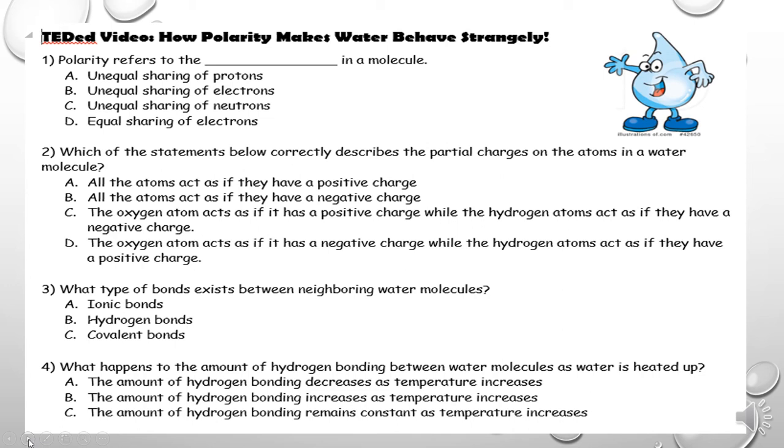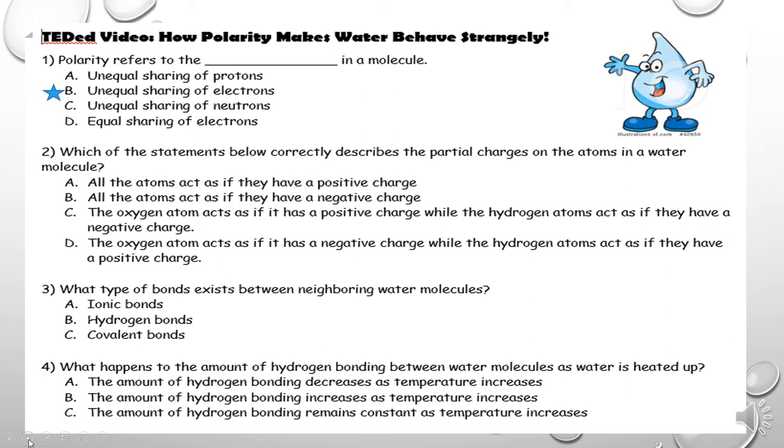Second question, which of the statements below correctly describes the partial charges on the atoms in a water molecule? Third question, what type of bond exists between neighboring water molecules? The key word here is between molecules, not between atoms. And then number 4, what happens to the amount of hydrogen bonding between water molecules as water is heated up?